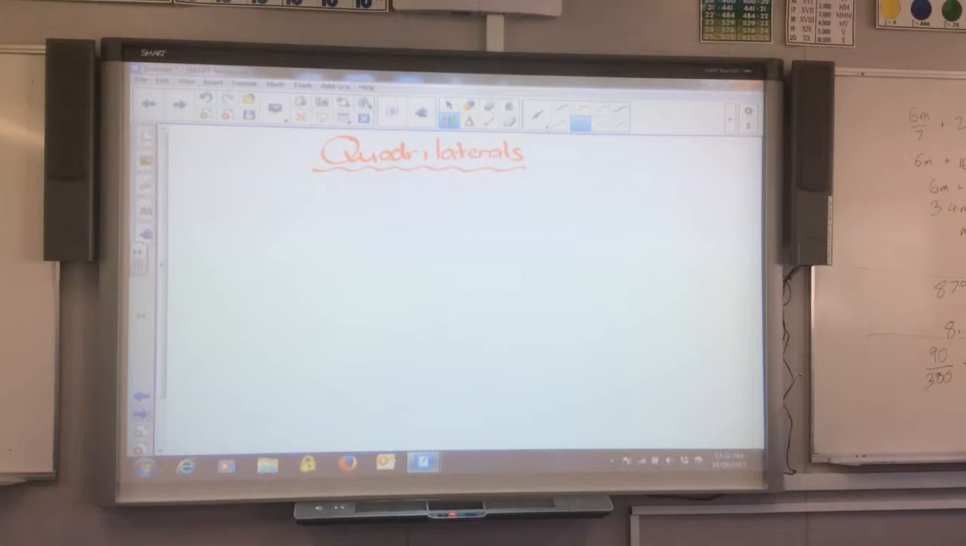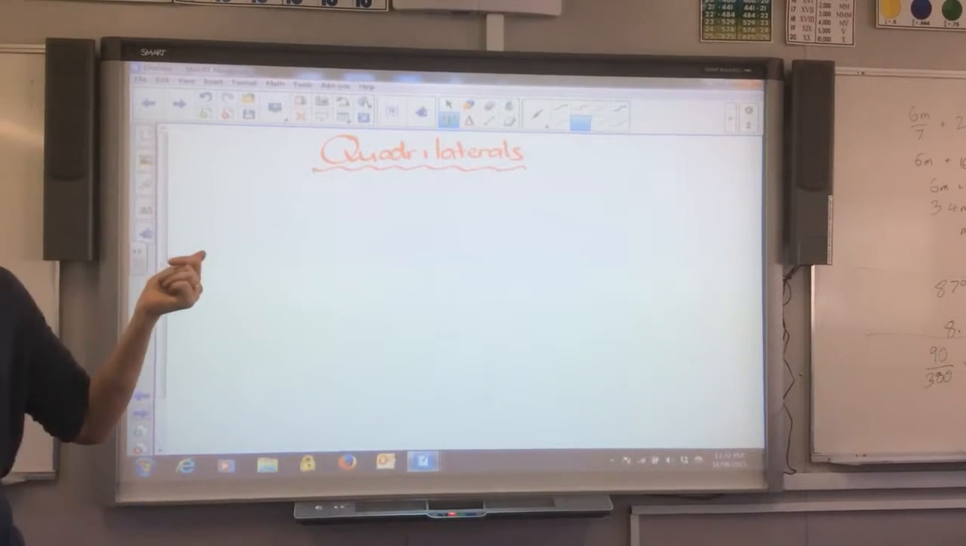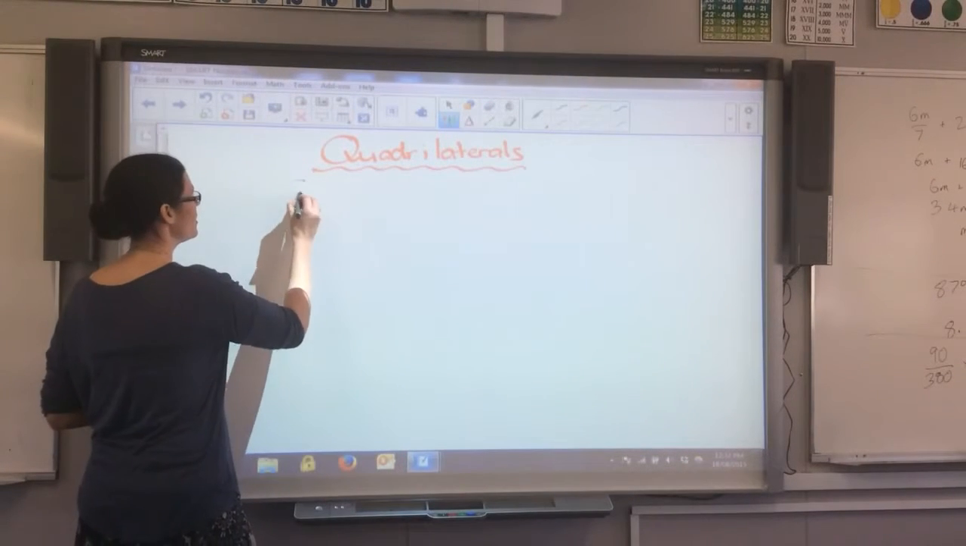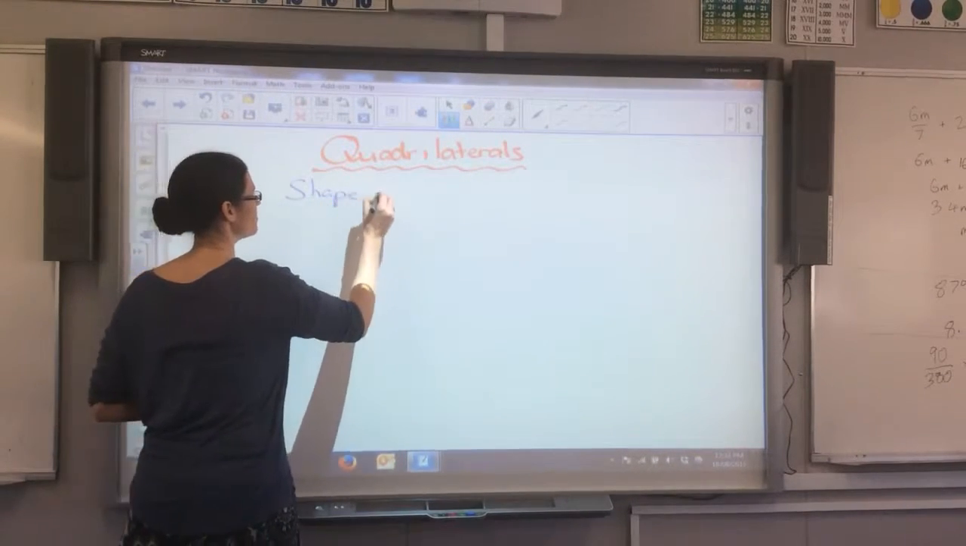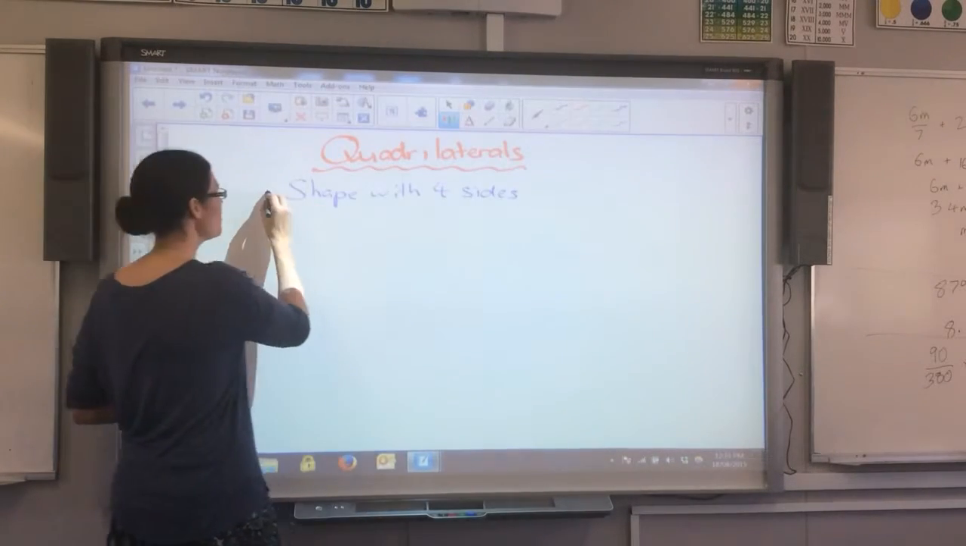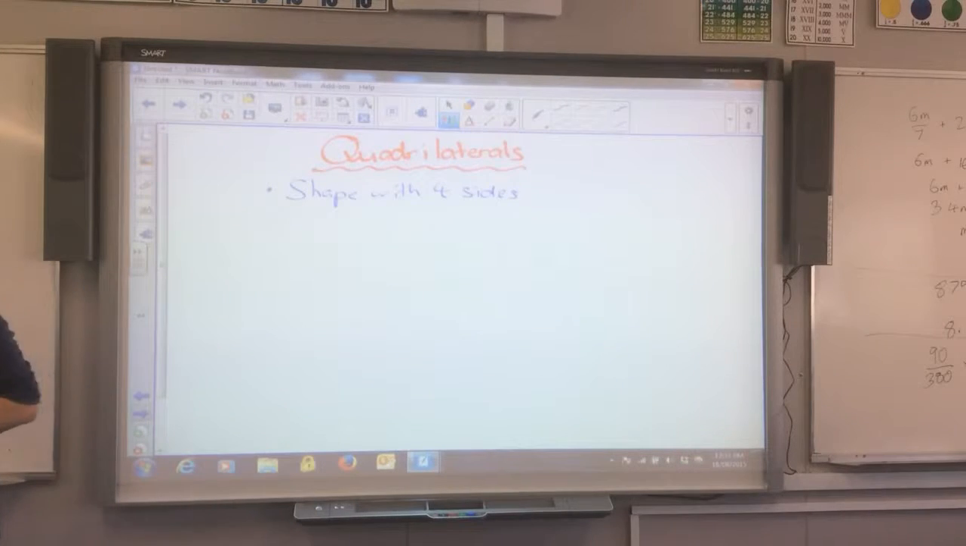Okay, so quadrilaterals are what? What's a quadrilateral? A four-sided shape. A shape with four sides. Okay, so that's kind of important. What else do we know about a quadrilateral? Give me something. Not a square. A square is an example. Not a circle.